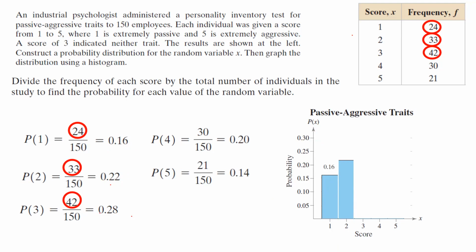For 3, the probability is 28%. So we look at 3. 3 is the representative for this bar. The bar has height near 28%. So this is the third bar. The fourth bar is going to stop at 20%. 4 is the representative for the score here with probability 20%. And finally, the last one is for 5. The probability for 5 is 14%. And as you can see, the height of the graph matches here.